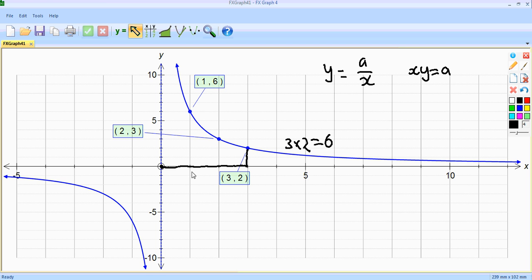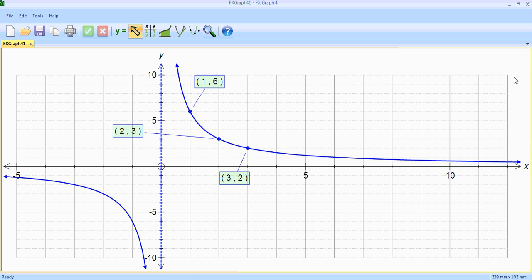Let's check another coordinate here. We go across 1 and up 6. This coordinate here is just 1 times 6, which is 6. So you see, it doesn't matter which point you take, you will always get the same number. So this equation here is then y equals 6 over x.